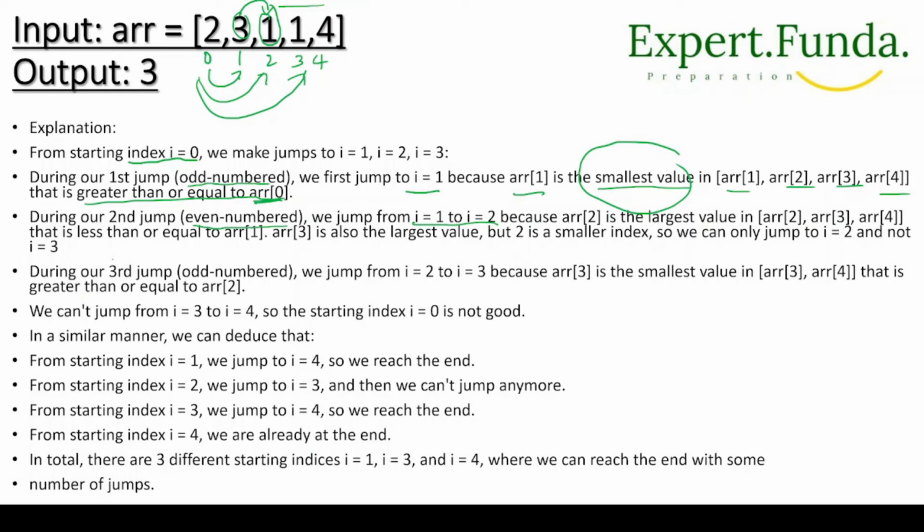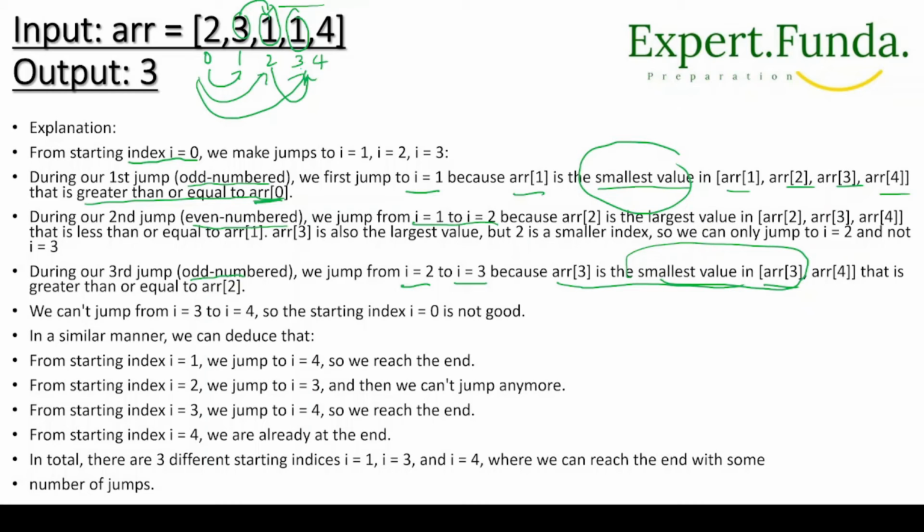Okay, so for the next jump we will make an odd number jump, and we can start from i equal to 2 and i equal to 3, right? So array at 3 is the smallest value among array at 2 and array at 3, as you can see here, and array at 4 is greater than all these elements. So we can go from i equal to 2 to i equal to 3, right? This is the smallest element.